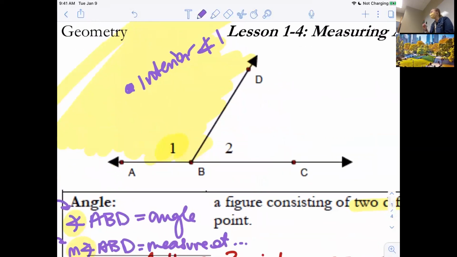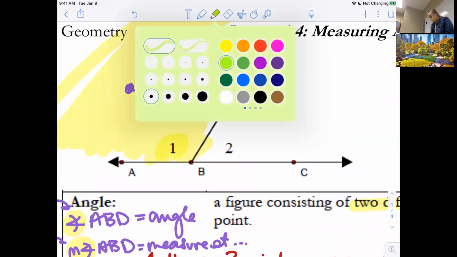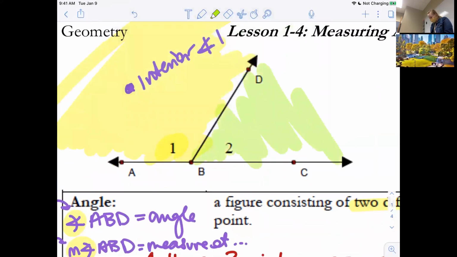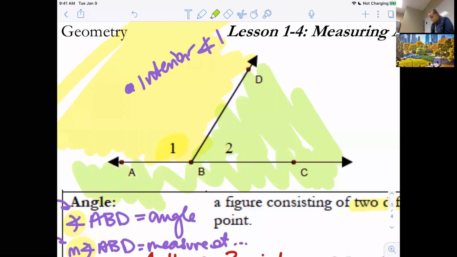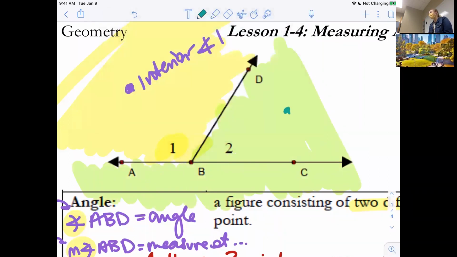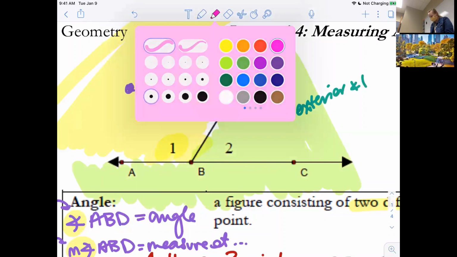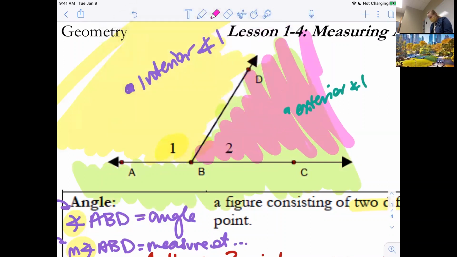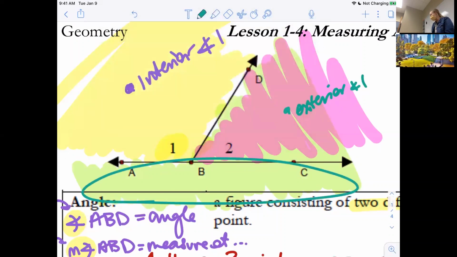And the exterior is literally everything else, not just what's over here in angle 2. It is everything below, everything that's not yellow. If I have a green point over here, is this in the interior of angle 1? No, we call it in the exterior of angle 1. Is it in the interior of angle 2? Yeah, that's fine. The only part that's the exterior of both angles 1 and 2 would be this area down here. That's in both the exterior angles 1 and 2.